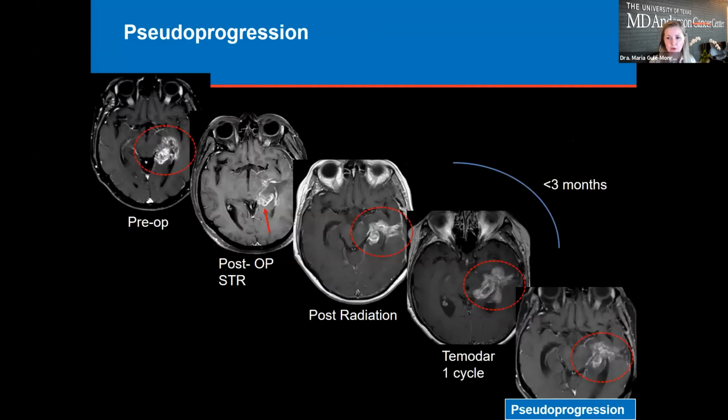So here's an example case. This patient underwent subtotal resection of a left temporal tumor with increasing enhancement at the resection site, both following radiation and then again after one cycle of Temodar, all within the radiation field and within 12 weeks of radiation. This enhancement spontaneously improved and can therefore be classified as pseudoprogression.